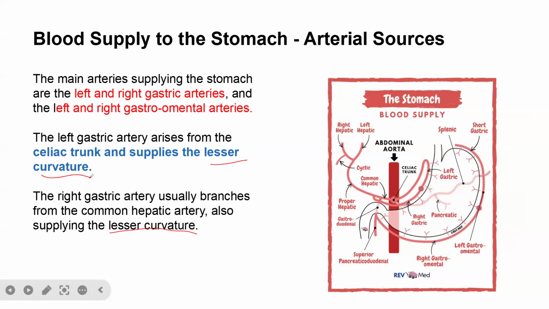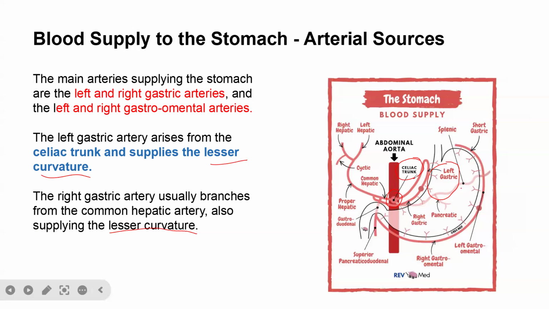Of course, as you can see, this is the celiac trunk. And of course, this is the left gastric. As we can see from here, it arises from the celiac trunk.